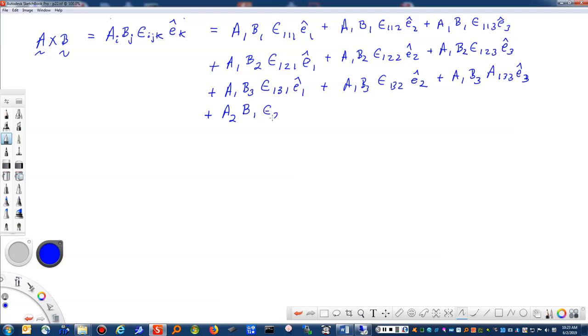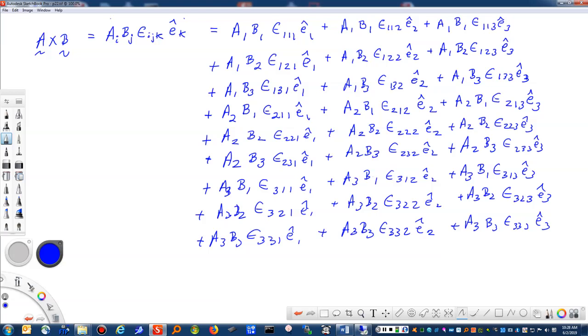So I'm going to have epsilon 2, 1, 1, e hat 1, and epsilon 2, 1, 2, and that should have been an epsilon right there. Epsilon 2, 1, 3, e hat 3, and I'm going to pause the video. I'm just going to complete this. Like I said, I should end up with 27 different terms here, and let me complete this, and then I'll pause this, and then it'll pop up with everything turned in.